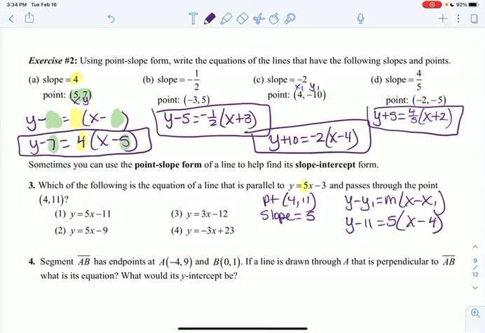Now that's technically my answer, but of course you have to distribute because your answer choices don't look like that. Okay, but right away we can get rid of choice 3 and choice 4 because they have the wrong slope there. So all I'm going to do is take that and distribute the 5 to everything inside. So I get 5x minus 20. And then I'm going to add 11 and bring that over to the other side. And I can see that my answer is going to be y equals 5x minus 9. Choice 2.